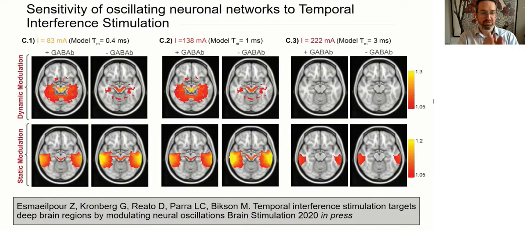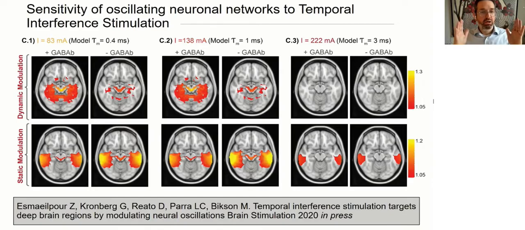So let's look, for example, at the first column, C1, where 83 milliamps is being applied at the surface of the head through each one of these pairs of electrodes. And we are assuming certain features of the neurons. That's what's shown in the time constant. And we're also assuming certain features of the network oscillations themselves. In this case, that GABA B is present. And C1, the first column, is really the ideal situation where what you see is that you produce dynamic modulation deep in the brain. That means the oscillations are waxing and waning.